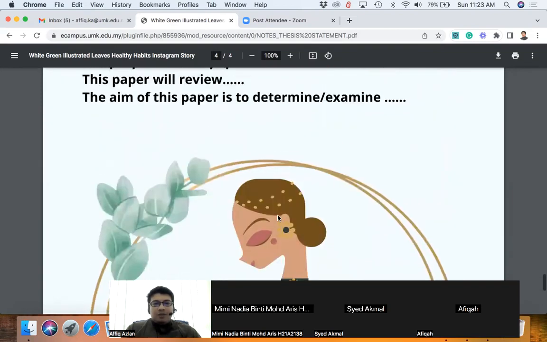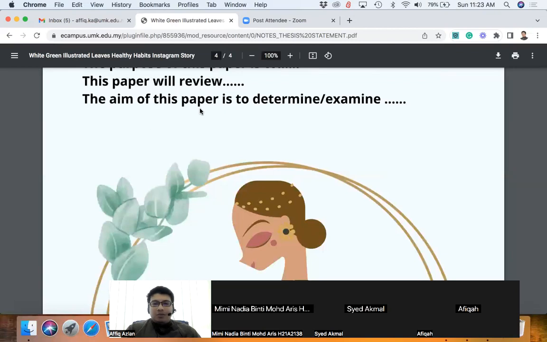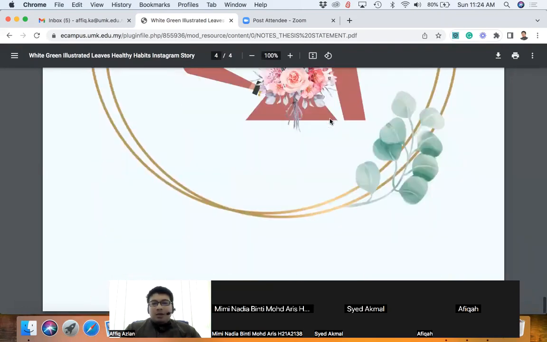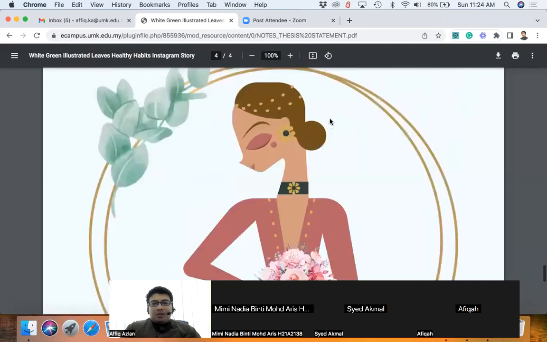But of course, you don't say the aim of this paper in your conclusion, because that is before. When we talk about the aim of this presentation or paper, it is before you write or give the presentation. So you say the paper has determined or examined something. So that is the thesis statement.